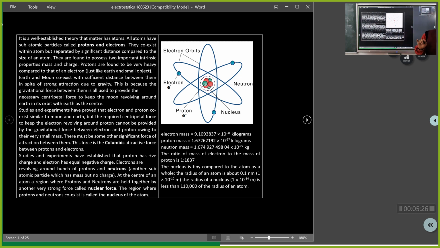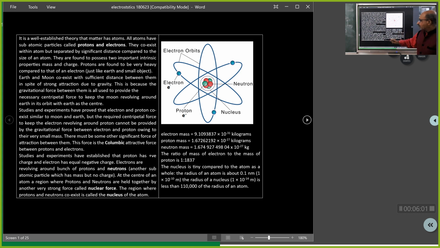Now, in a similar way, it is happening in the atom. The Coulombic force, the force between the electron and the proton, is exactly similar to the attraction of the moon and earth. Protons are positively charged, electrons are negatively charged. So there is this force, and this force is exactly equal to the required centripetal force. Therefore, electrons are able to revolve.